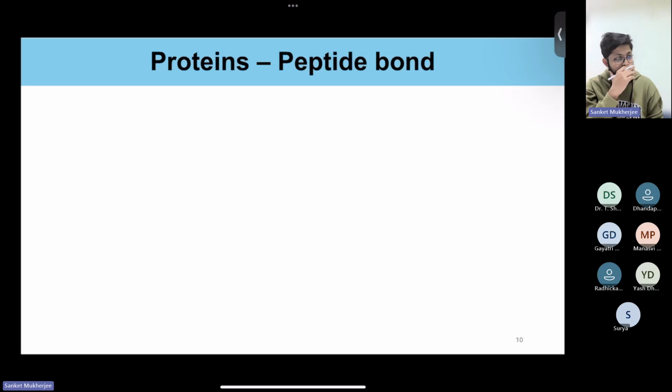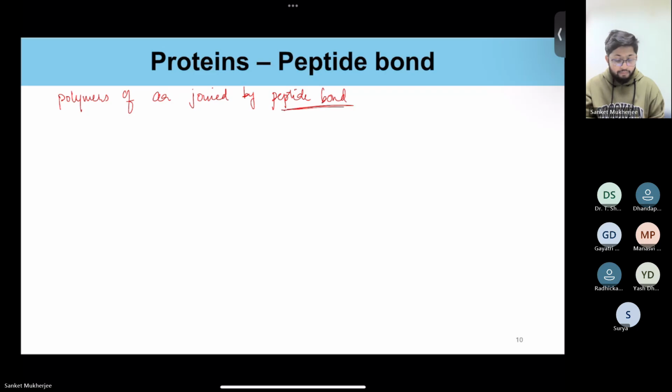Talking about proteins, we already told you proteins are the polymers of amino acids, which are joined by peptide bonds. How do these peptide bonds form? These are formed between the carboxyl group of one amino acid and the amino group of another amino acid.